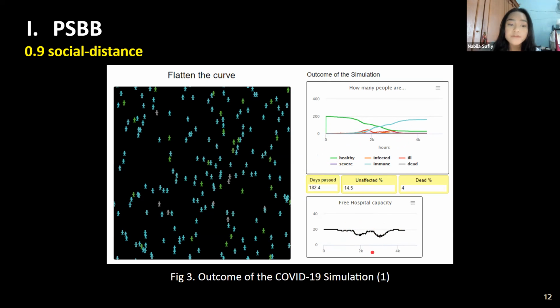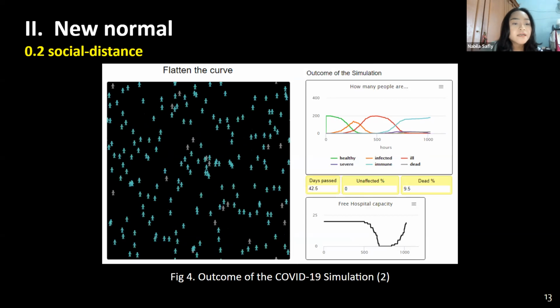This condition can prove that PSBB and strict social distancing are very effective in suppressing the spread of COVID-19 in Indonesia. And then the result of the simulation for the new normal condition shows a very different result from the PSBB condition. The social distance is set at a very low scale, which is 0.2 for the new normal condition, where Indonesia started to adapt to the COVID-19 condition and public facilities are functioning again. This made people careless, and eventually the number of COVID-19 cases in early 2021 significantly increased.